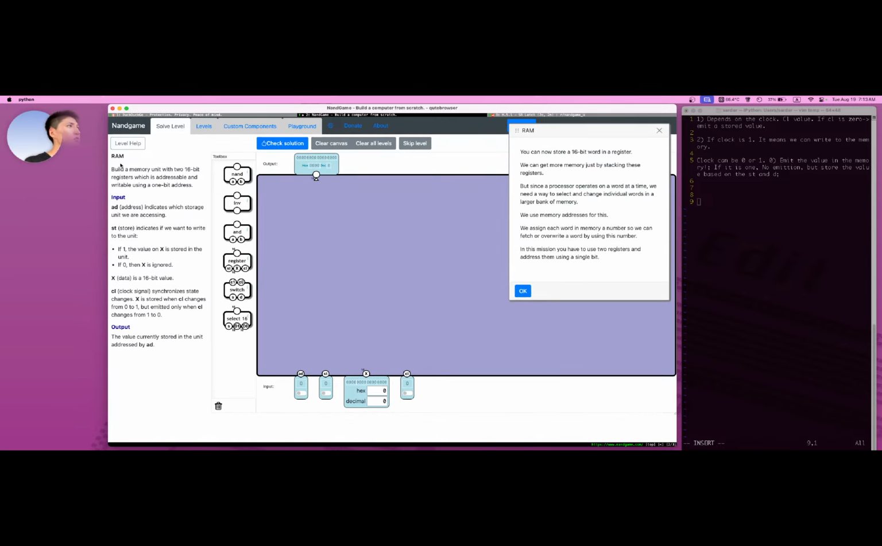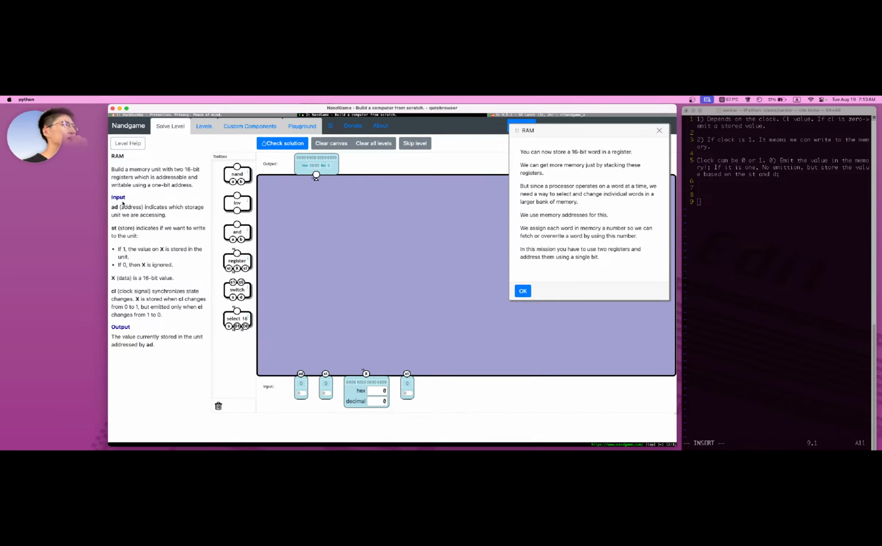Build a memory unit with two 16-bit registers. Okay. I need to use 16-bit registers, and I need to use two of them, which is addressable and readable using 1-bit address. Oh, okay, we write to the register based on the 1-bit address.